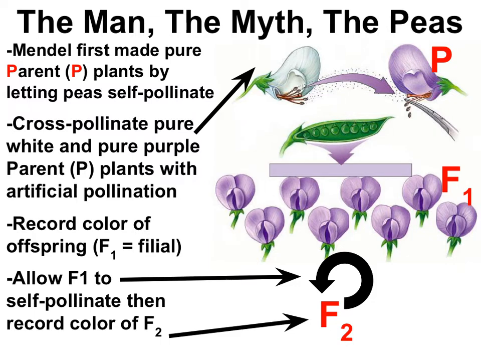These parent plants are called the P generation, where P stands for parental. Then, Mendel would cross-pollinate two pure breeding parent plants to create offspring. The offspring are called the F1 generation. Mendel would then let the F1 generation self-pollinate to create plant grandbabies called the F2 generation.